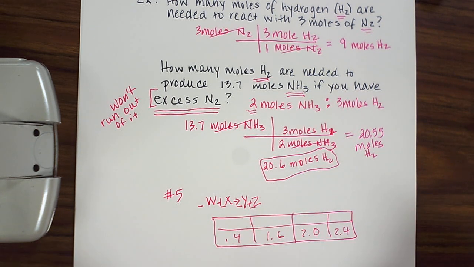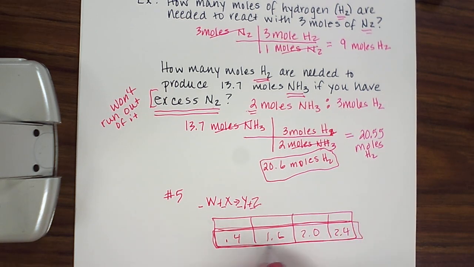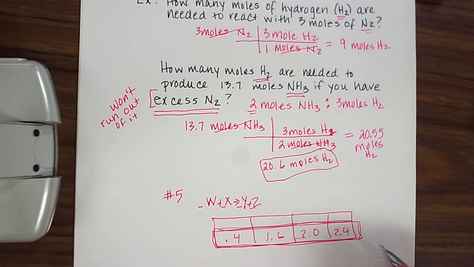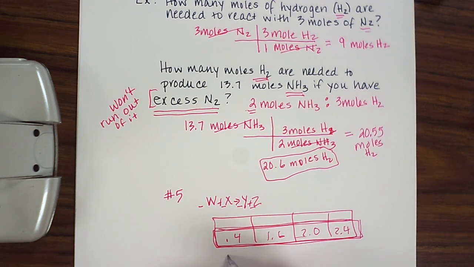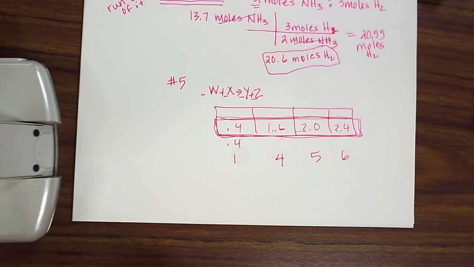Now, the thing is, we learned when we did empirical formulas that to find a whole number ratio here, you're going to divide by the smallest number. So we're going to divide all of these, I don't remember what the problem says, by 0.4. If I divide by 0.4, this one becomes 1. If I divide by 0.4, this one becomes 4. If I divide by 0.4, this one becomes 5, and this one becomes 6. So now my coefficients would be 1, 4, 5, 6. All right? So that's what you're looking to do, is find your molar ratio.